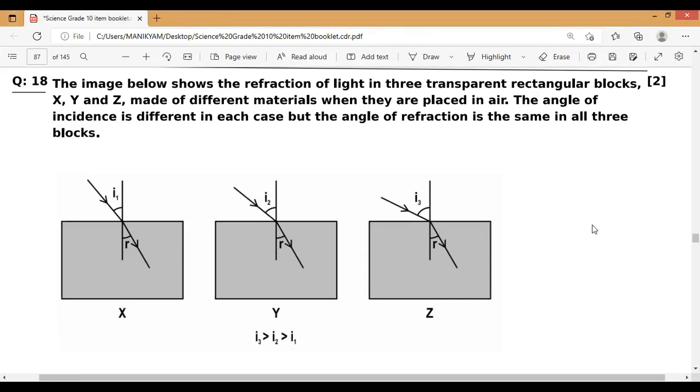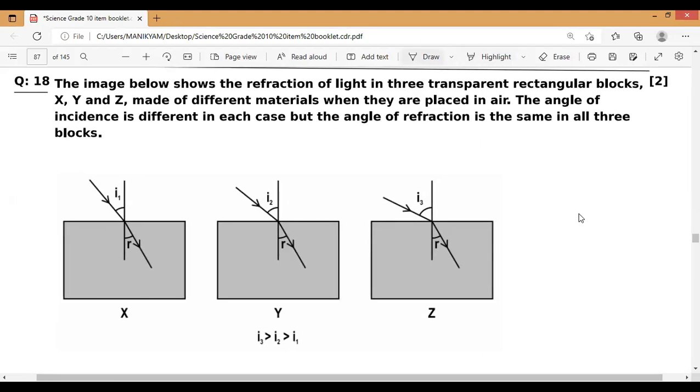So observe this question. Read the question, everybody. The images below show the refraction of light in three different transparent rectangular blocks X, Y, Z made of different materials when they are placed in air. The angle of incidence is different in each case, but the angle of refraction is the same in all three blocks. So notice it very carefully. They are saying that the angle of refraction is the same, but who is not the same? The angle of incidence is not the same.